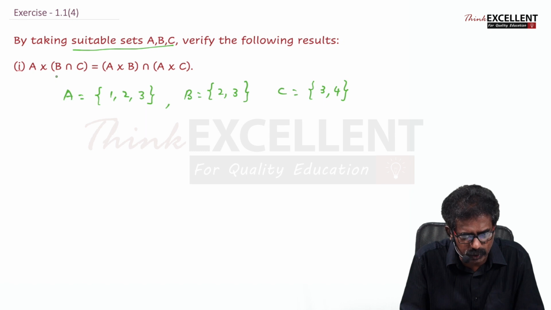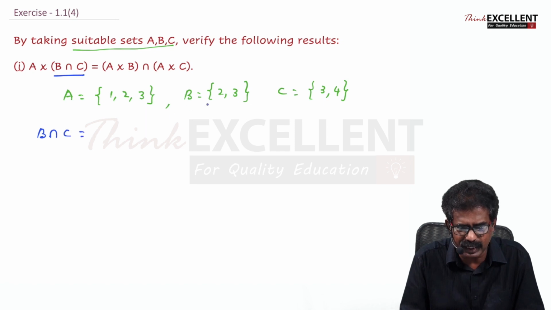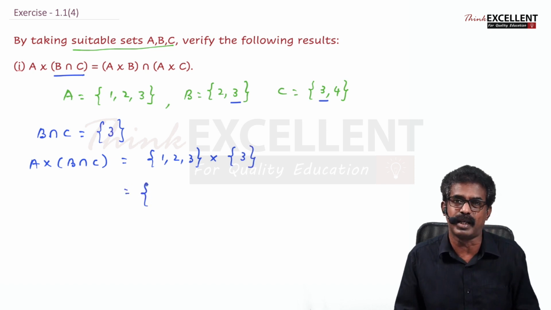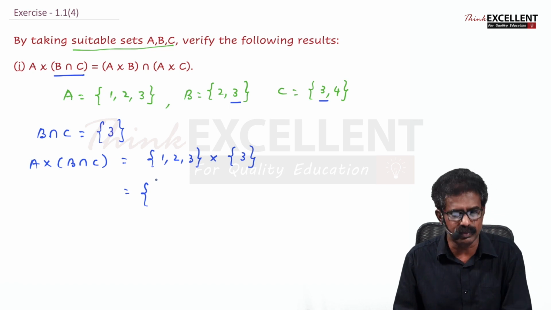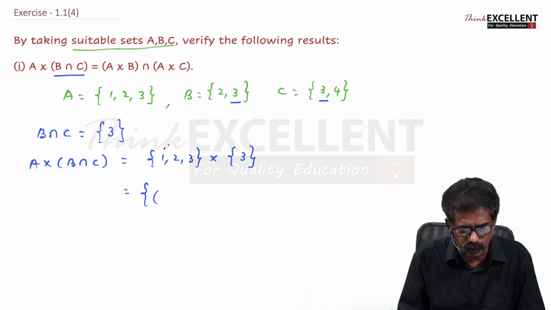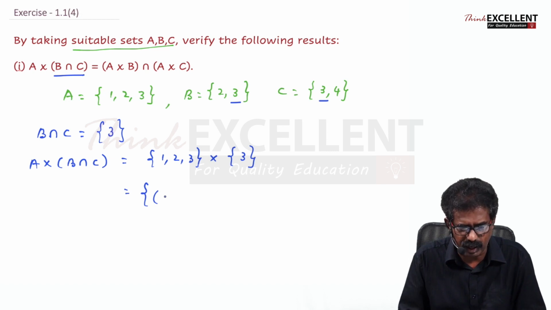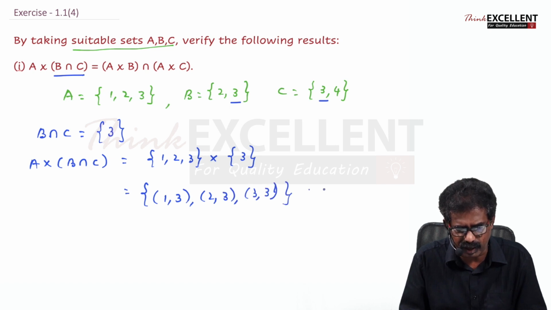To find LHS, first what do you need? B intersection C, right? What is common for B and C? You can see 3 is common. So B intersection C is {3}. Then we want A cross (B intersection C). A is {1, 2, 3}, cross {3}. Cross product means set of ordered pairs. First element is from the first set, second element is from the second set. So it is {(1, 3), (2, 3), (3, 3)}. This is the answer for LHS.